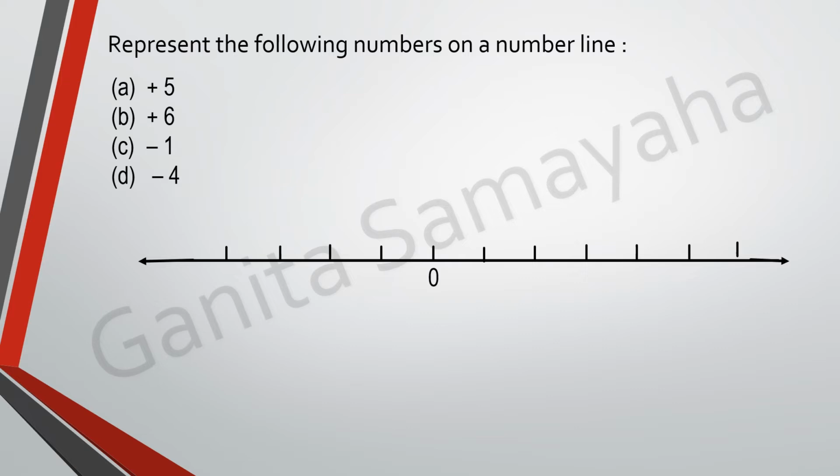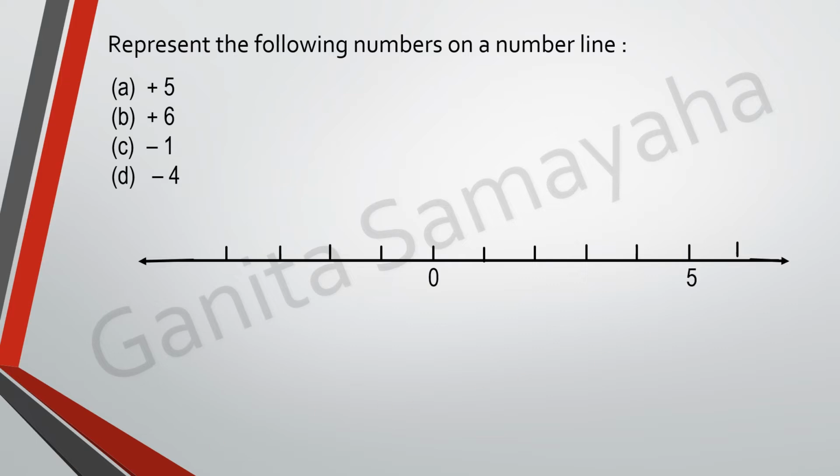Locate means what? You have to mark where all these points +5, +6 and all come. So represent the following numbers on a number line. You will draw a line, mark arrows at both the ends and mark these points at equal intervals as we have indicated here. Okay, now the first one is +5. Plus means it comes to the right of 0 at a distance of 5 units. So you will count 1, 2, 3, 4, 5 and there you will mark it as +5.